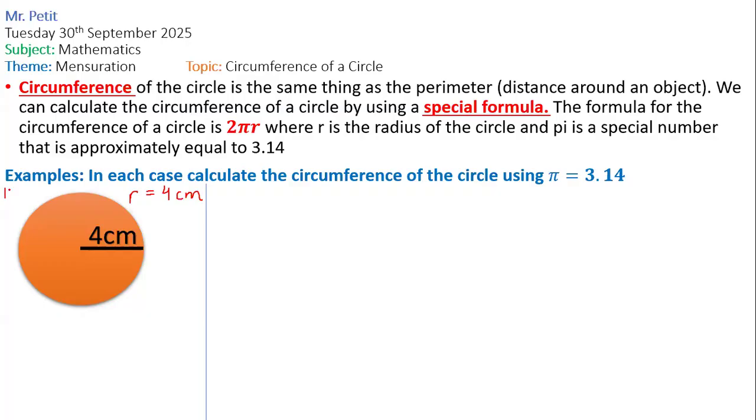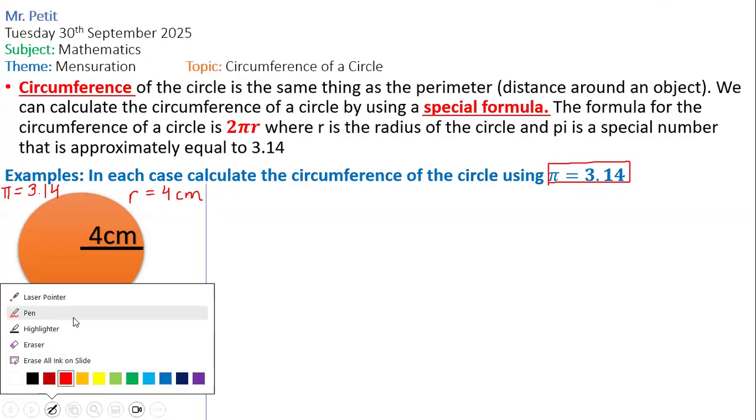Okay, what value of pi are we going to use? 3.14. And that's because of what? Because they told us in the question. Literally in the instructions, they said pi is equal to 3.14. All right, so that's why we use that.